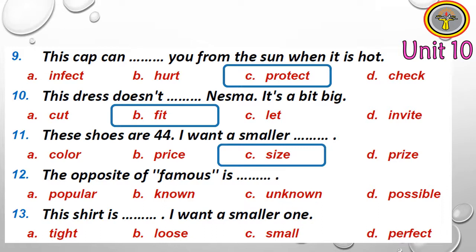Number 12, the object of famous is unknown. 13, this shirt is a space. I want a smaller one. This shirt is loose.